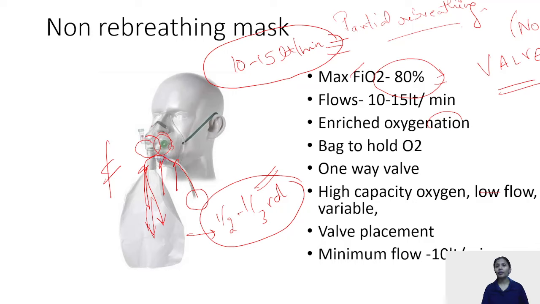The FiO2 it delivers is around 80%, and there's no rebreathing in the non-rebreathing mask. It is a high capacity reservoir bag, low volume, low flow and variable performance device. The FiO2 is not fixed, and it is dependent upon the leaks coming from the face mask. The minimum flow required for this face mask, as I told you just now, is 10 liters per minute, because that much oxygen is needed to fill the bag.